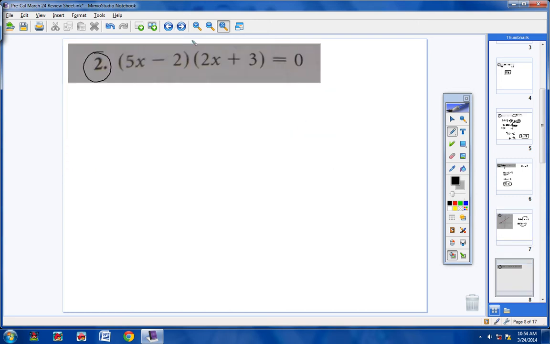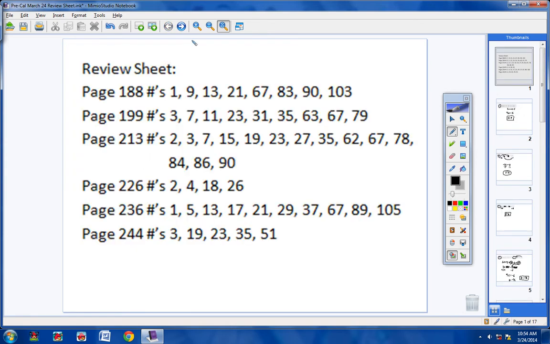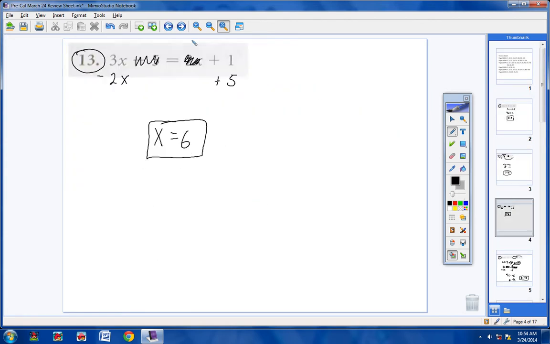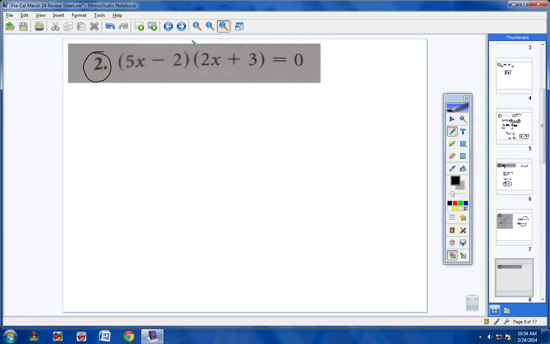Okay, moving on to number 2. If you would just allow me one quick check to see what page we're on. It looks like page 213, I believe. Let's turn over there and see if that matches this problem. I believe it does. Yes, it does. Okay, we are solving this problem.